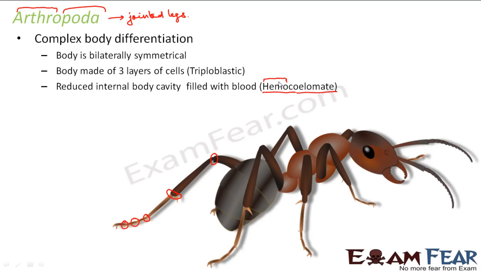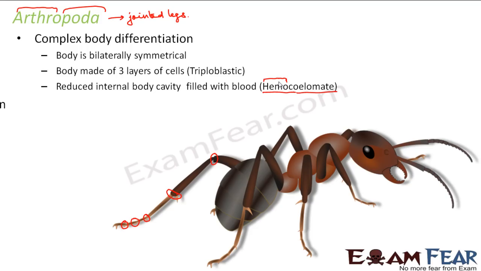Initially there were organisms like Porifera which did not have the coelom at all. Then we came to organisms like platyhelminths and nematodes where we started having pseudocoelom, that is false coelom. Then we had organisms like annelids where we had true coelom, so they were coelomate. Now we are at arthropods which have reduced coelom. The coelom has reduced now and it is filled with blood.